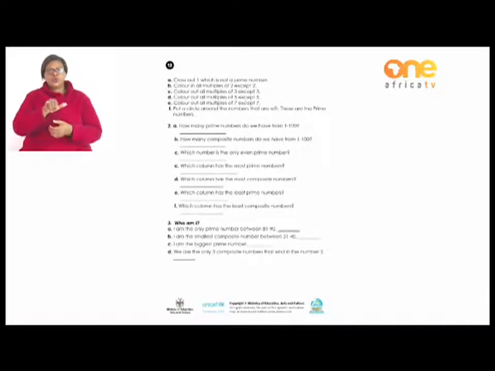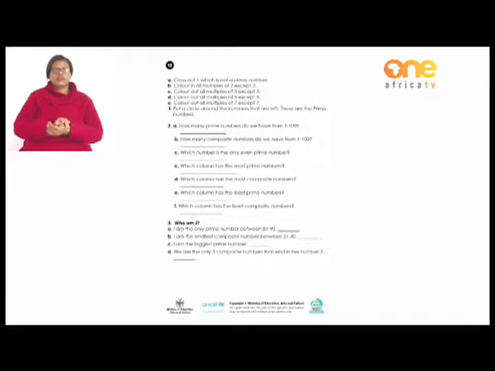Which column has the most composite numbers? Right, discover that. And then we have E. Which column has the least prime numbers? And then lastly is which column has the least composite numbers? I think that should be easy for you to do if you have done your table correctly. And take your time and study the table thoroughly.